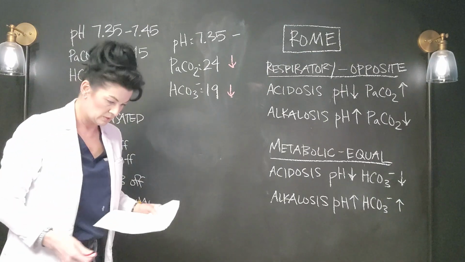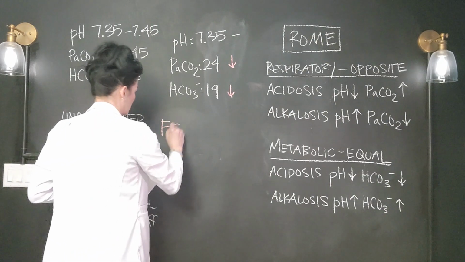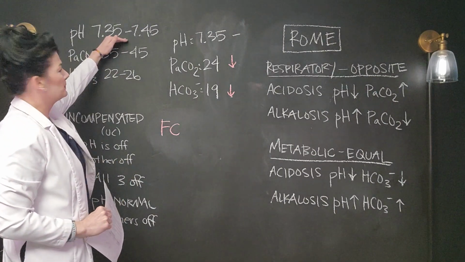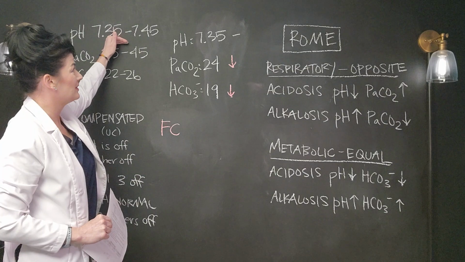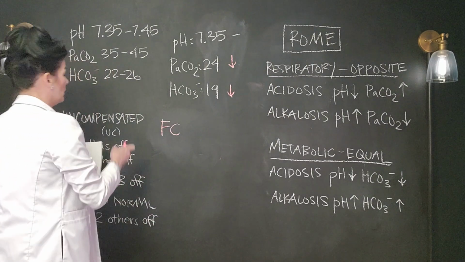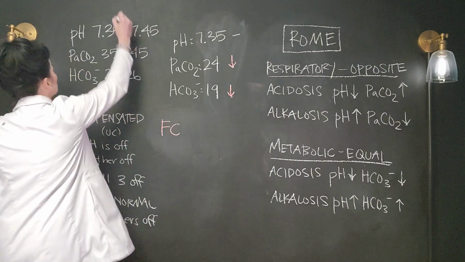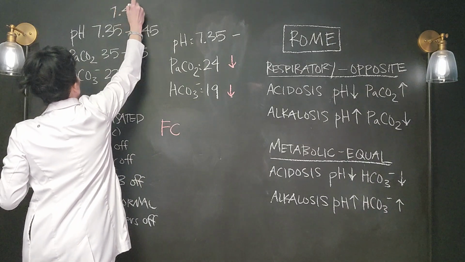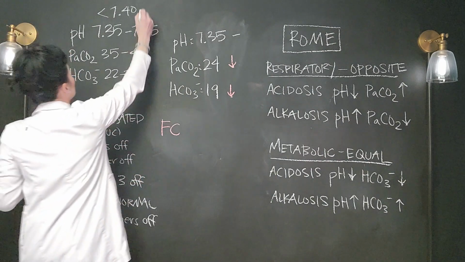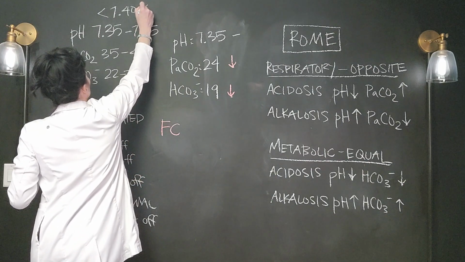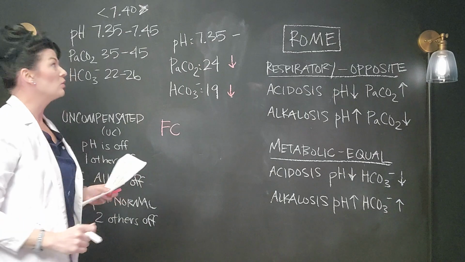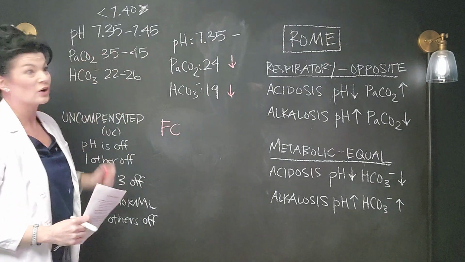So we're going to start with fully compensated. Then we have to figure out acidosis or alkalosis. But Professor, your number is right in the middle. How am I supposed to know whether to use acidosis or alkalosis? The magic number, ladies and gentlemen, is 7.40. If it is less than that, it's acidic. If it is greater than that, it is alkalotic. So in this case, we are looking at acidosis again.